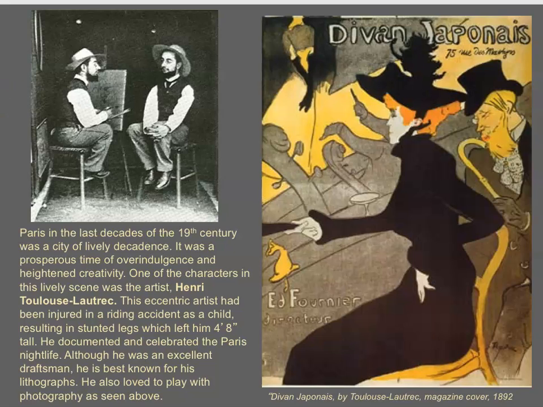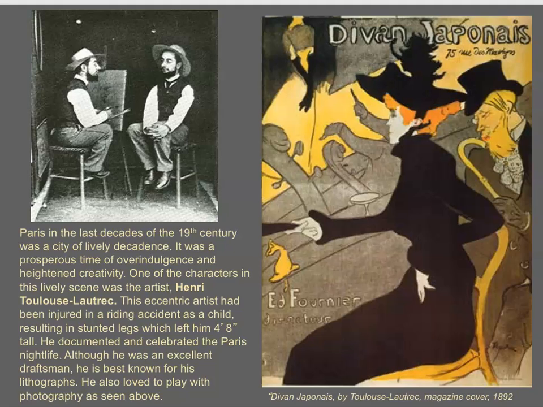So another artist that had a whole different life is Henri Toulouse-Lautrec. He lived in Paris in the last decades of the 19th century, and it was a city of lively decadence. It was a time of overindulgence and a lot of creativity. So there was a whole cast of characters that lived in the artist quarter of Paris, and one of them was this man, Henri Toulouse-Lautrec. He was an eccentric. He had been injured in a riding accident as a child, and so he had stunted legs. His body grew to a man's height, and his legs stayed as they were when he had been injured.